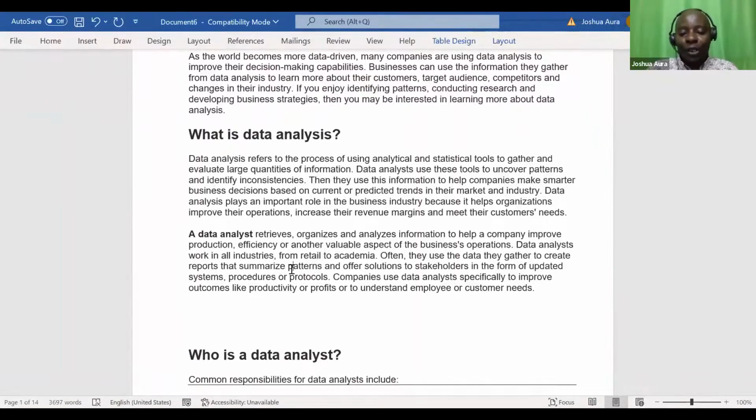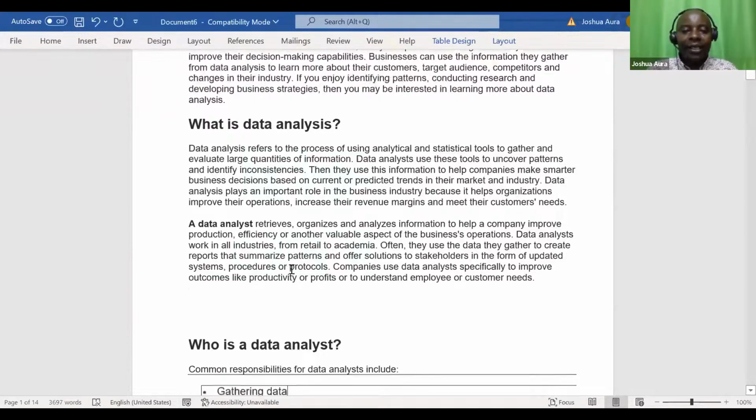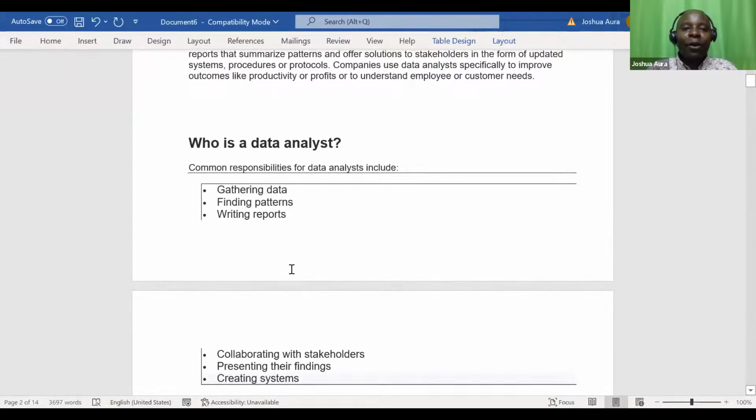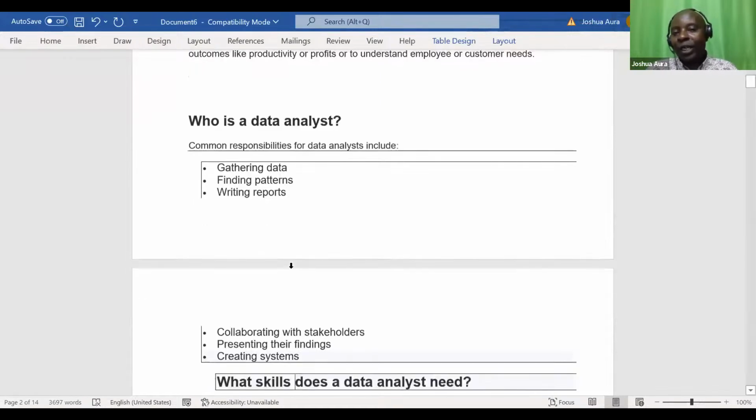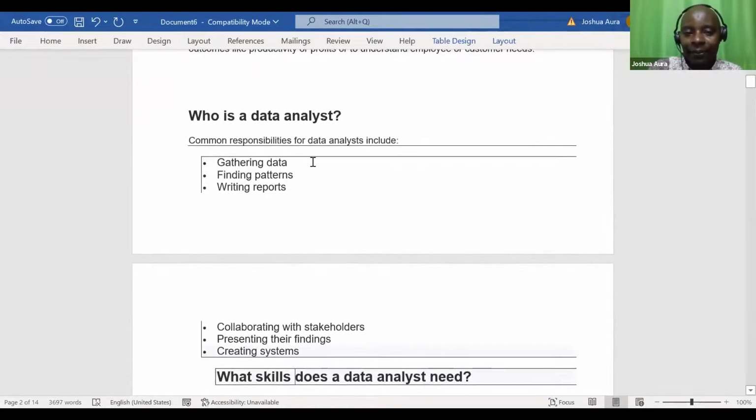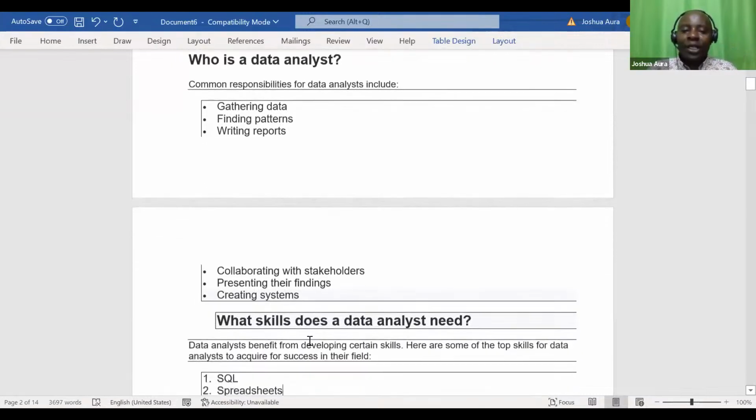Now listen here, who is a data analyst? Common responsibilities for a data analyst include gathering data, finding patterns in this data, writing reports, and collaborating with stakeholders. A data analyst will be able to tell these stakeholders that should we implement this system, this is what is going to happen. If it's employees, this is how your jobs will be affected. If it is a shareholder, this is how your profitability will be. Presenting their findings, creating systems.